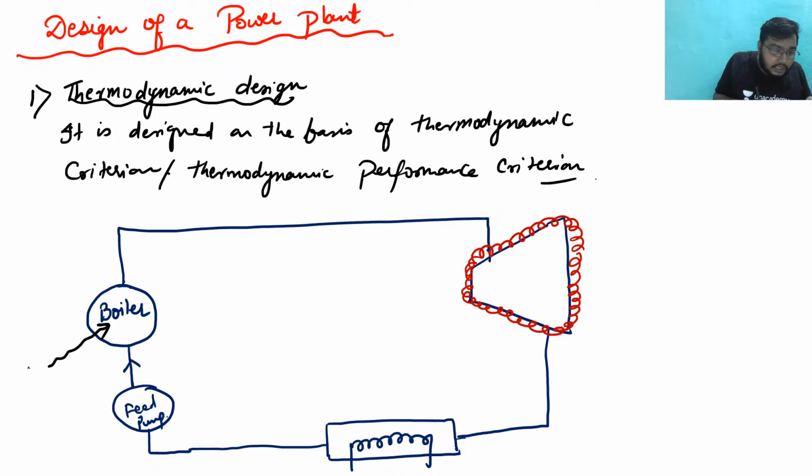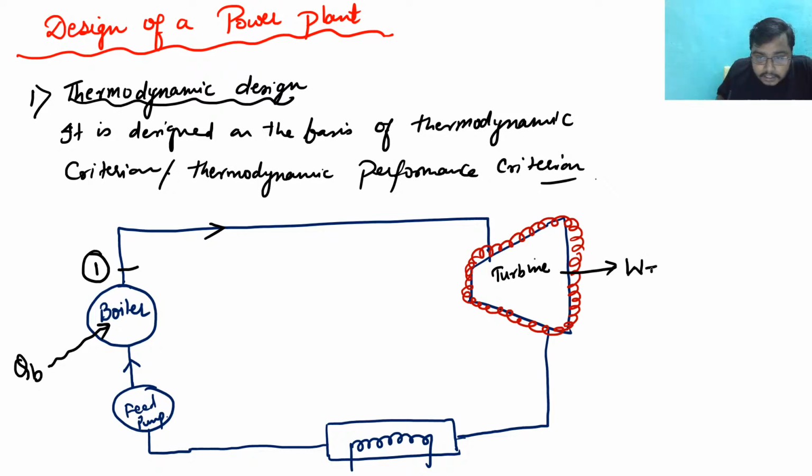Suppose the heat that I am giving to the boiler is qb, at a first state. Now this heat you are giving to the boiler is sent to the turbine. Now you have fed the heat to the turbine, and this turbine will do some external work, that is the work due to the turbine. Clear?